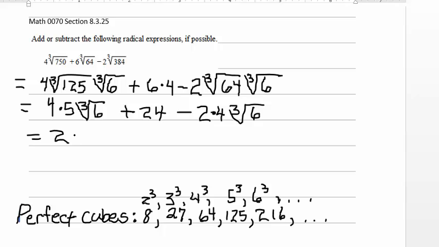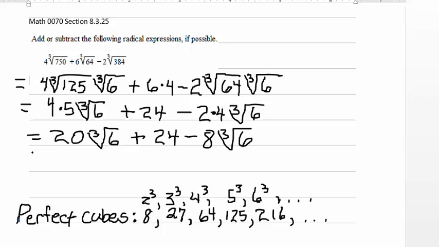So 20 times the cube root of 6. 4 times 5 is 20, and that's multiplied times the cube root of 6, plus 24 minus 2 times 4 times the cube root of 6, which is 8 times the cube root of 6. So 20 minus 8 is 12. So if I have 20 cube root of 6's, and I take 8 of those cube root of 6's away, I'm going to have 12 cube root of 6's.